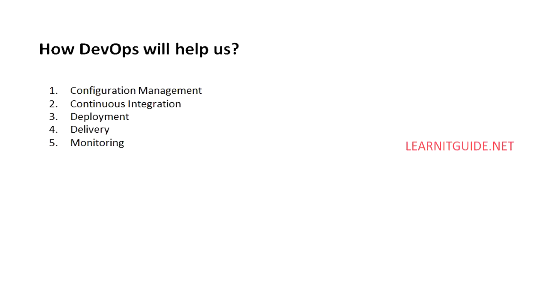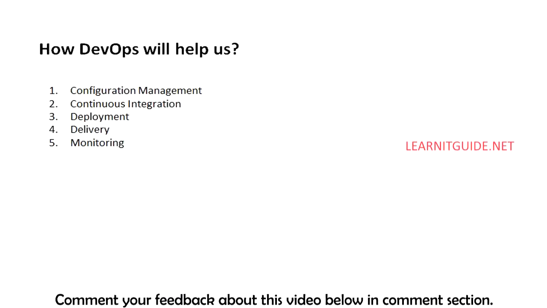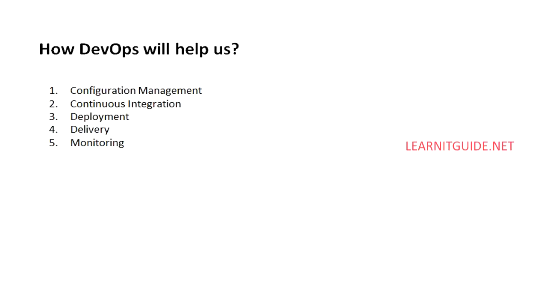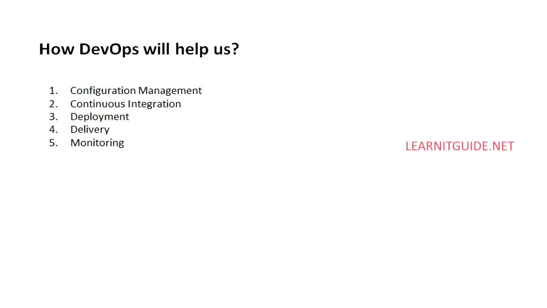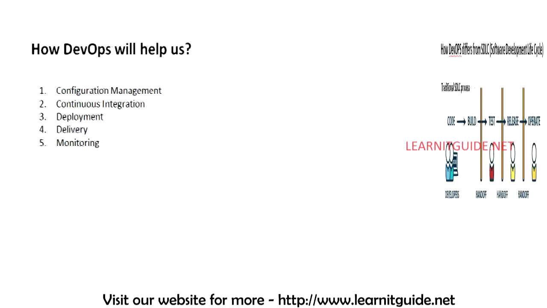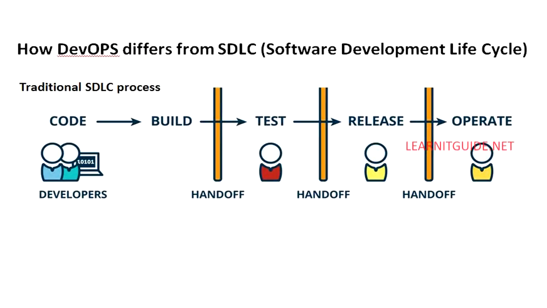So how is this going to help us? DevOps helps in configuration management, continuous integration, continuous deployment, continuous delivery, and monitoring. Some tools are used to achieve these goals, and I will tell you what tools and programs are used in DevOps. So in order to understand DevOps more, we need to know about the traditional SDLC.